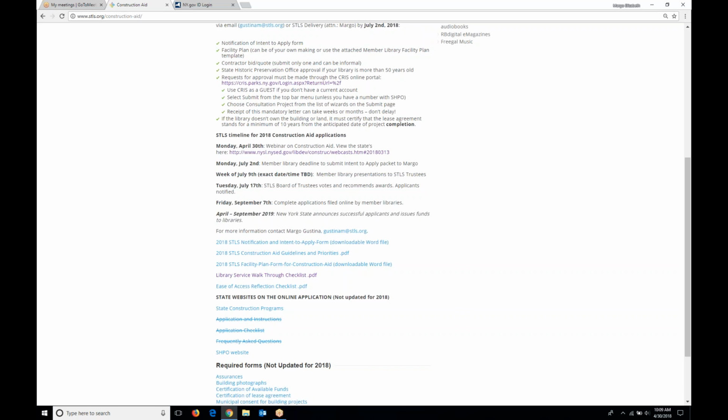This year, they've made an even larger allocation to construction aid, which is great.